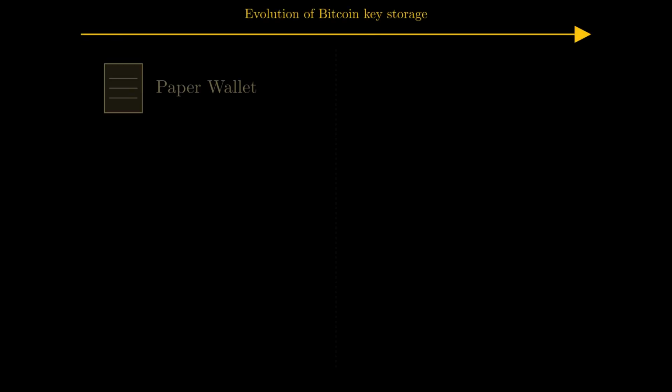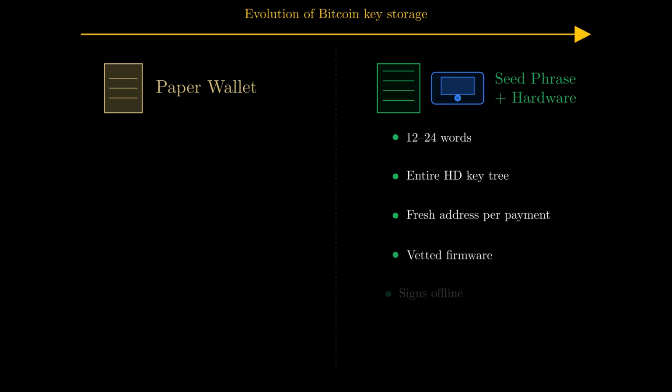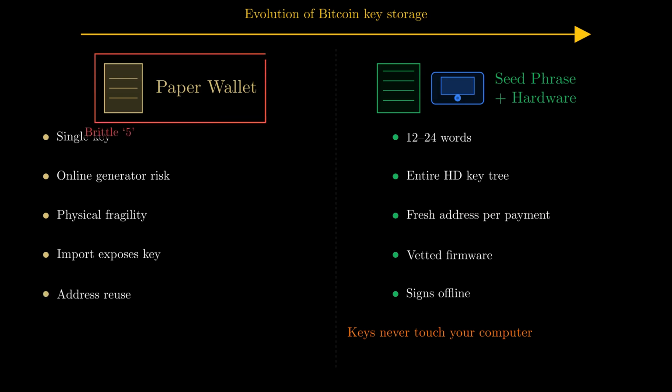Modern best practice is two pieces. First, a recovery phrase, 12 to 24 English words that encode the seed for an entire deterministic key tree. Write it down once, it restores every address you'll ever use. Second, a hardware signing device, a purpose-built gadget that keeps keys offline and signs transactions in isolation. The keys never touch your computer. Bitcoin's user-facing tools have evolved from ink and dice to cryptographic hierarchies. The formats, the fads, and the failures we covered today map that evolution, from the brittle 5 to the robust seed phrase.